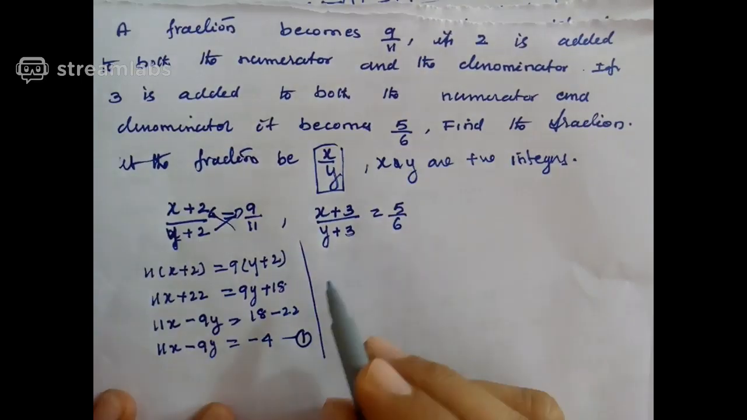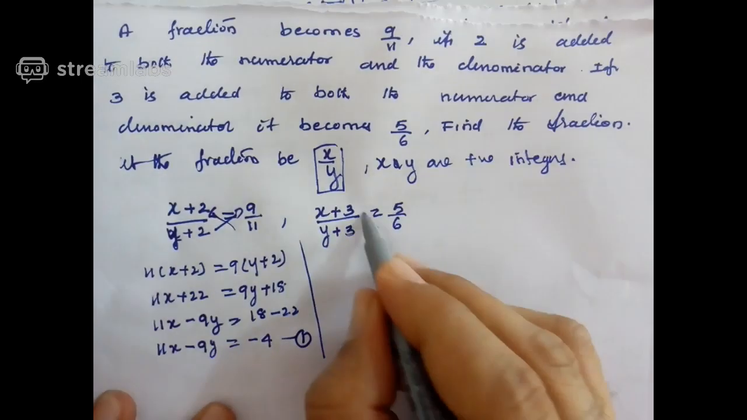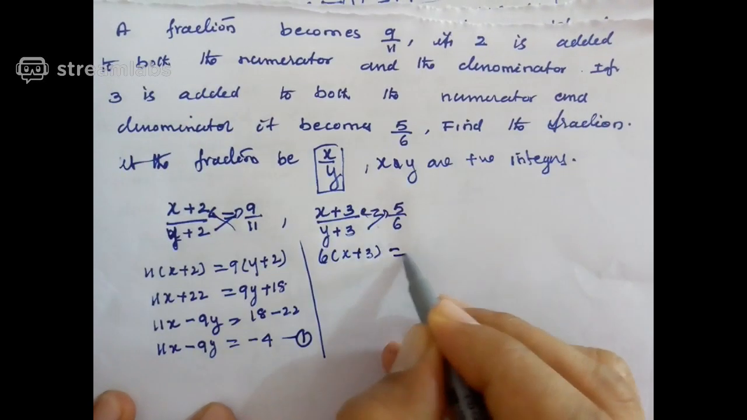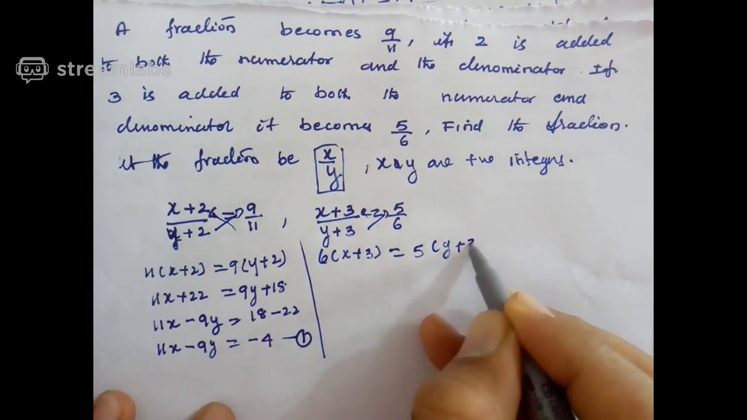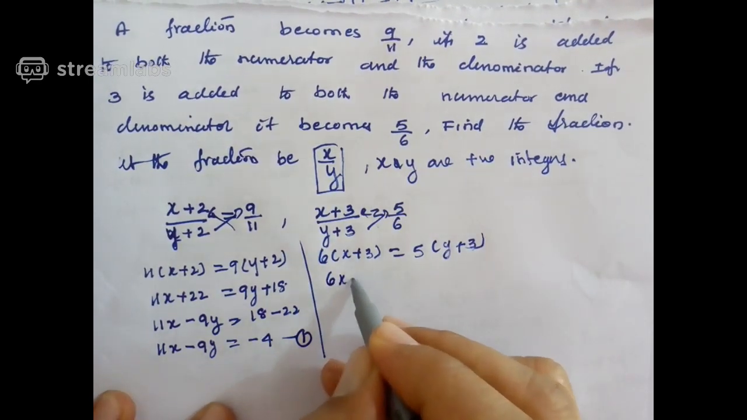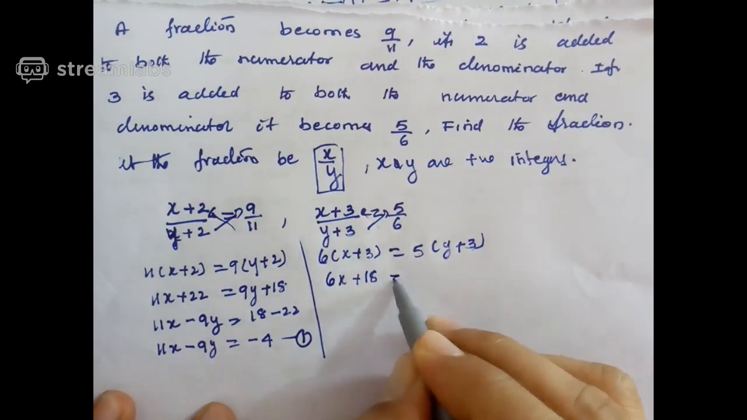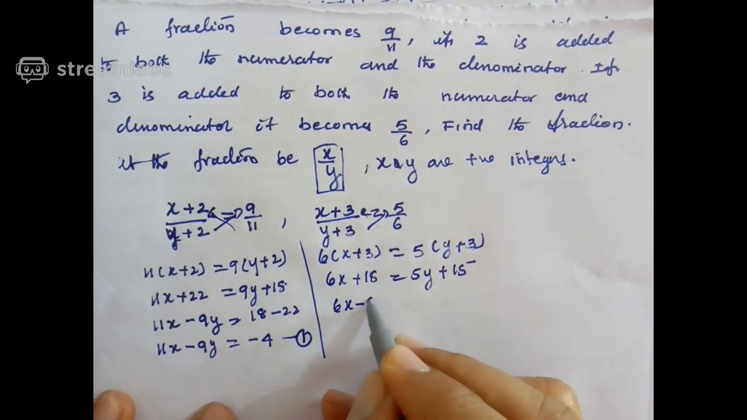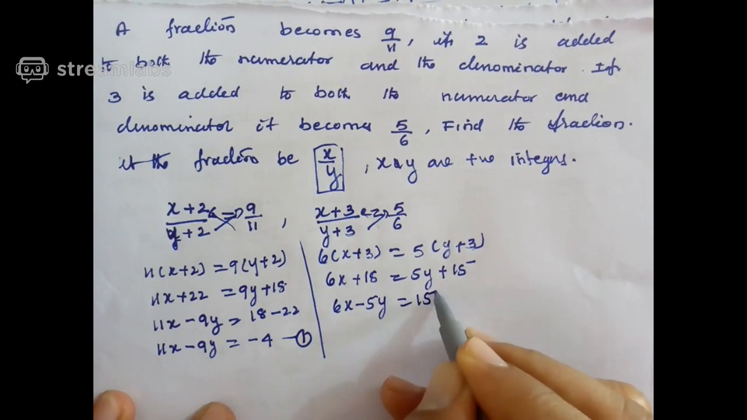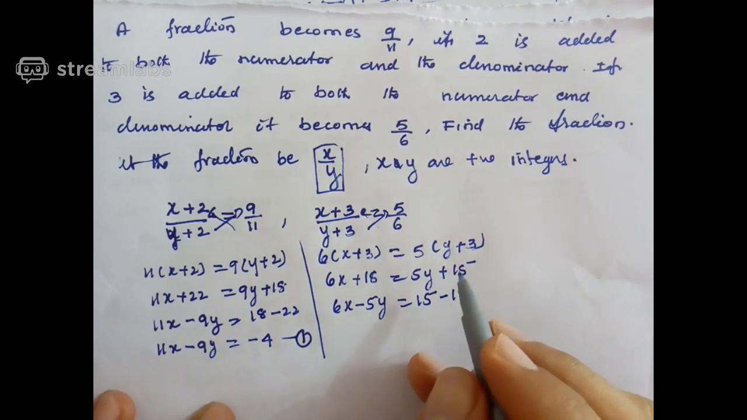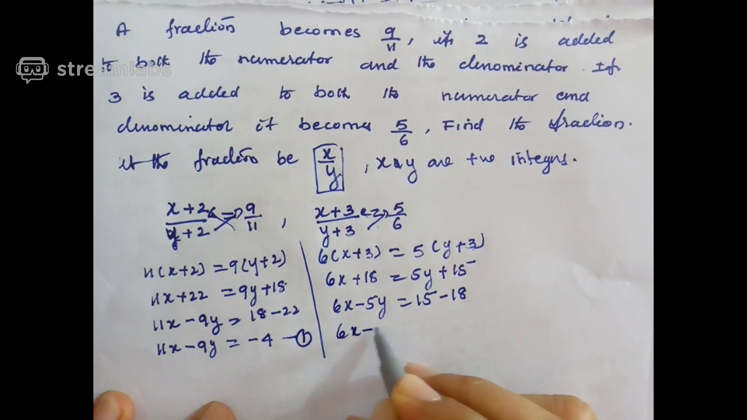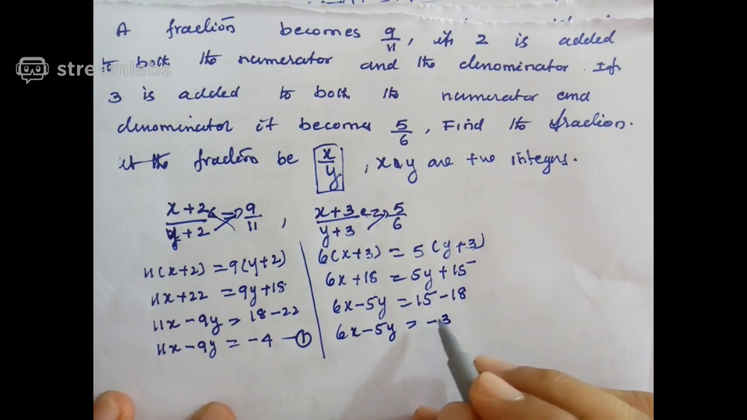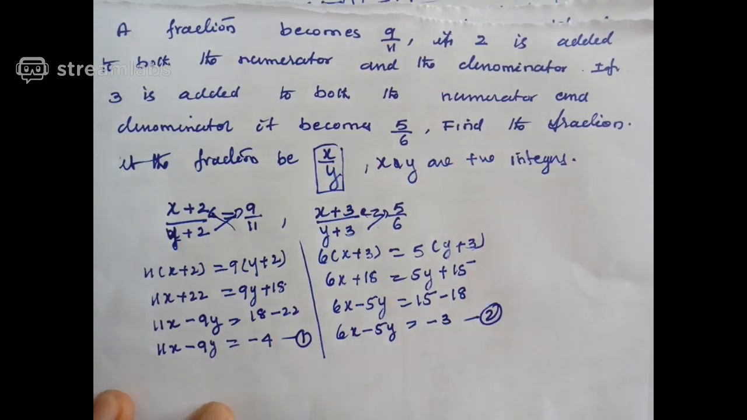Then what is equation number 2? Cross multiplication, that is 6 into x plus 3 is equal to 5 into y plus 3. That is 6x plus 18 is equal to 5y plus 15. 6x minus 5y is 15 minus 18, isn't it? That is 6x minus 5y is minus 3. Call this as equation number 2.